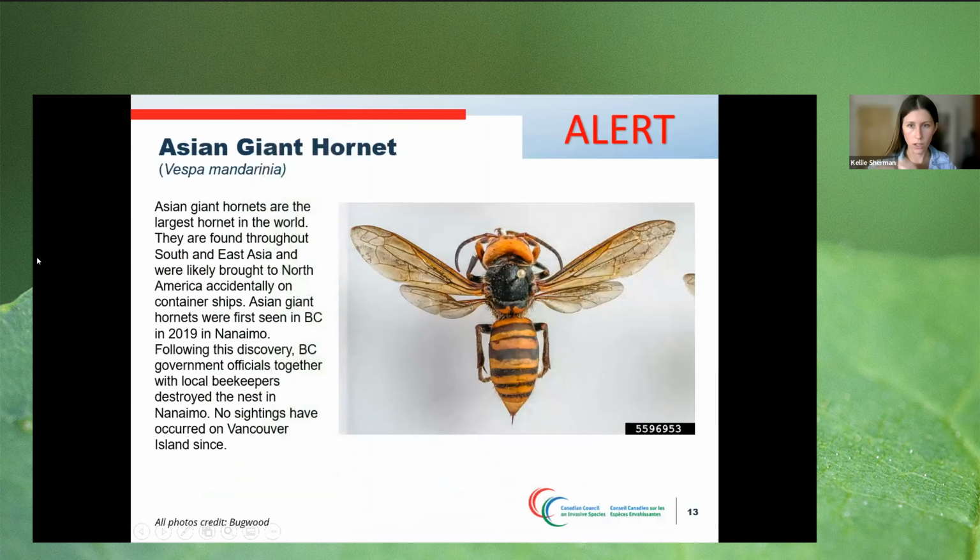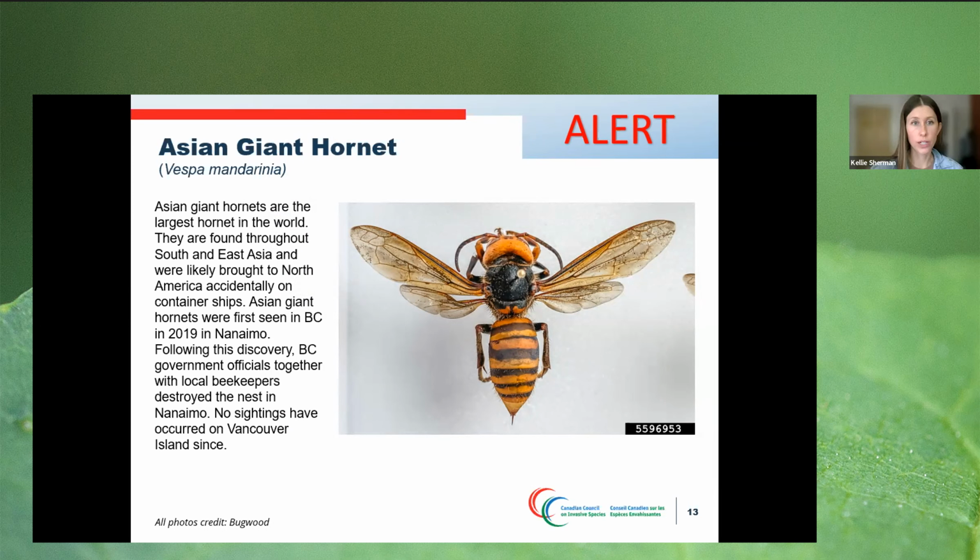Okay, so moving on to the last, I believe, alert species I have here, which is the Asian giant hornet. Again, this one I'm definitely not as familiar with as the others because it's quite newer, as I'm sure many people have seen it in the news. But there are a lot of interesting facts about it, and it is definitely one to be on the watch for.